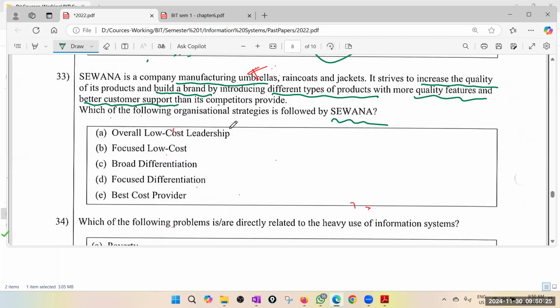Overall low cost leadership, I don't think, because they are more interested in increasing the quality rather than decreasing the cost. Focus low cost, I don't think so, because they are not talking much about lowering the cost. Broad differentiation, right? You can see different types of products with more quality features and better customer support. Already they have the umbrellas, raincoats, jackets, and so on, right? Yeah, maybe broad differentiation, or is it broad or focus?